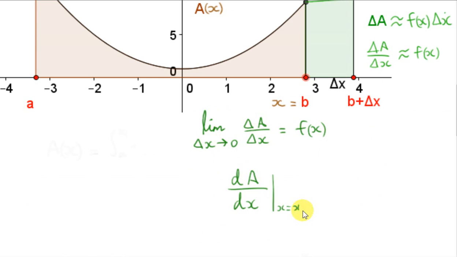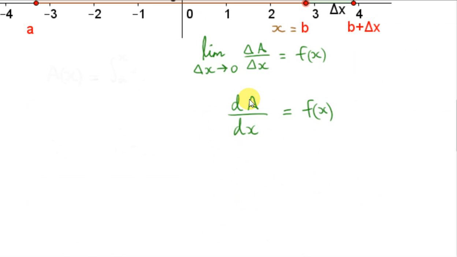You could say at x equals x if you like. Later on we look at it at x equals b, a particular value for x. But in general, dA/dx equals f of x, the equation of the curve. Our job is to find out what A of x is, the area under the curve. So we are looking for a function of x, A, such that its derivative is f of x. So that tells us that A of x is equal to some function, let's call it big F of x, whose derivative is little f of x.